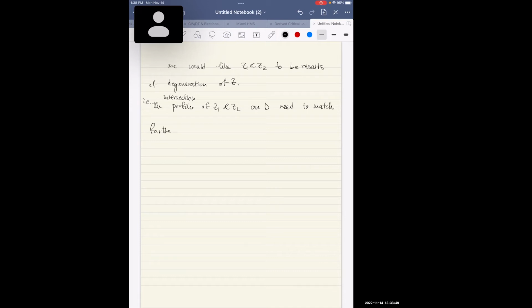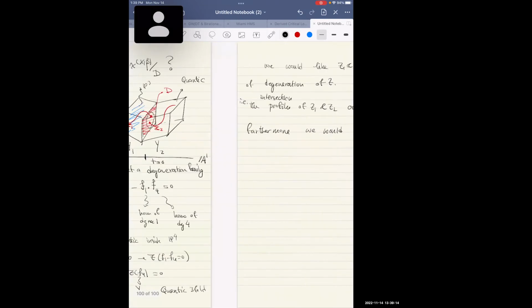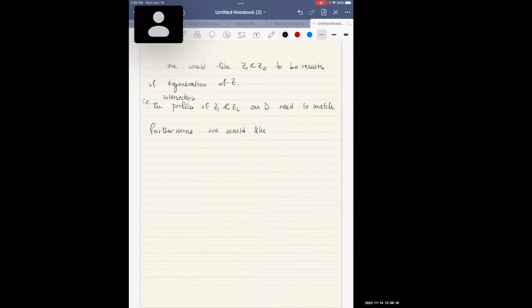Furthermore, because we would like to think of intersection as some points with multiplicity, as you can see from the picture. If any of the curves Z1 and Z2 fall, or a piece of them falls inside that divisor, we don't like that. Furthermore, we would like Z1 and Z2 to be transverse to D.